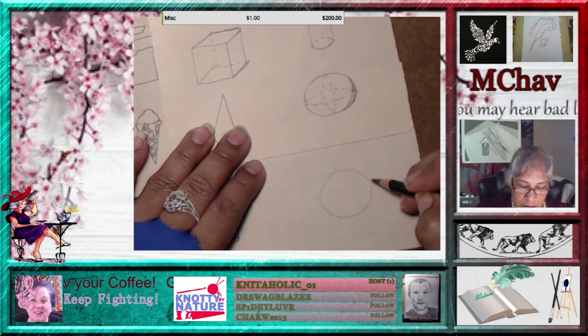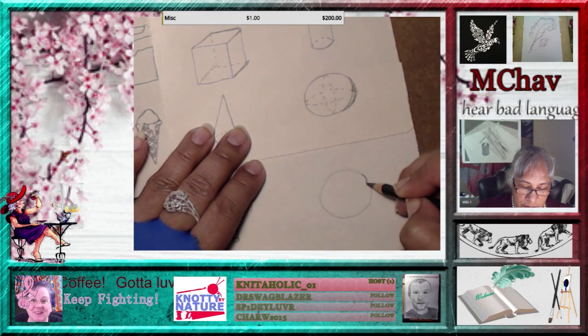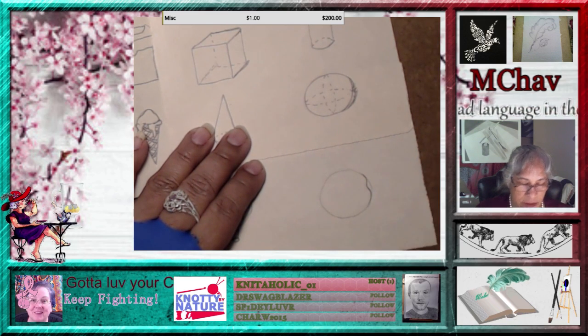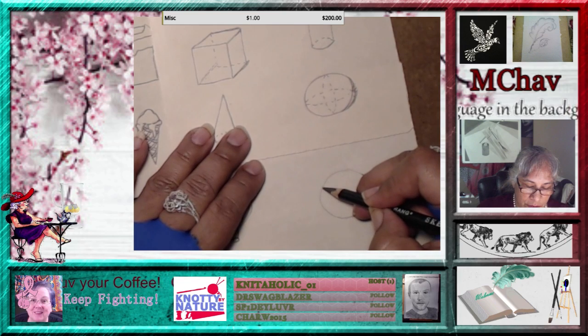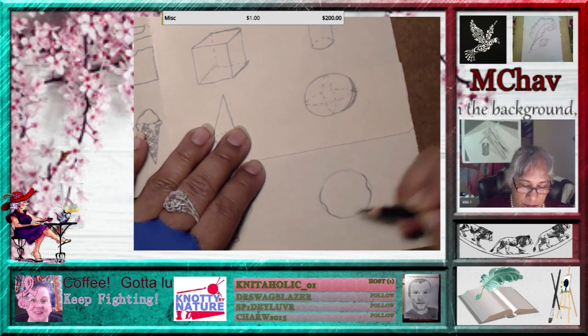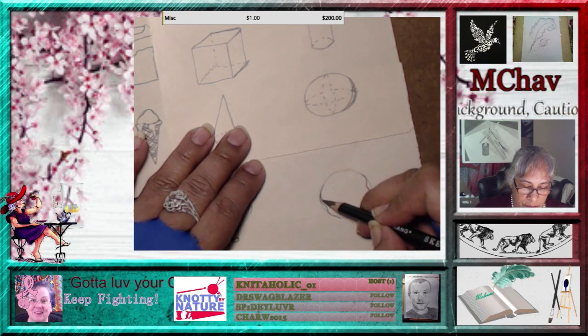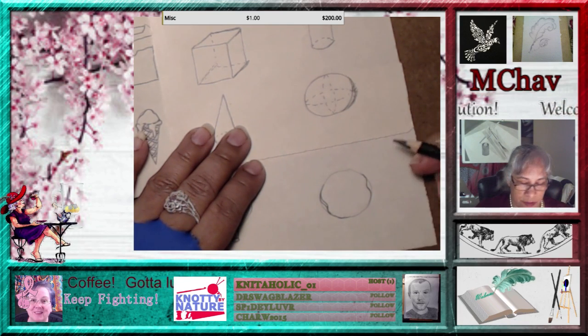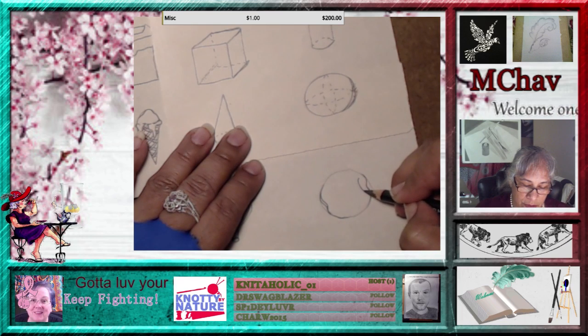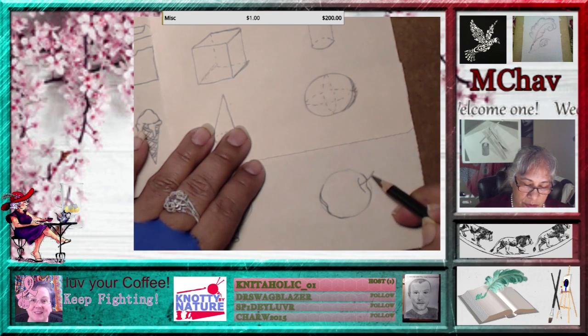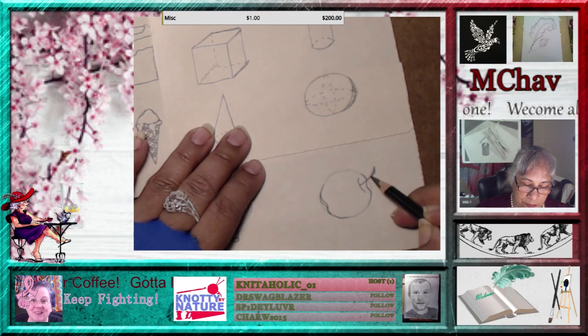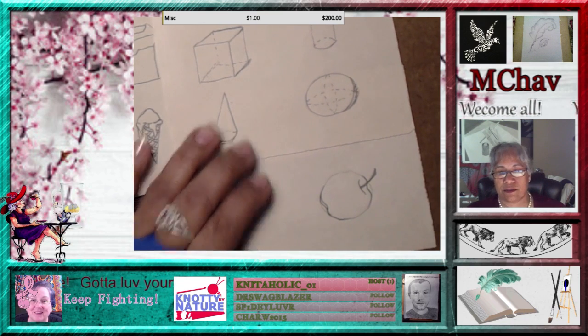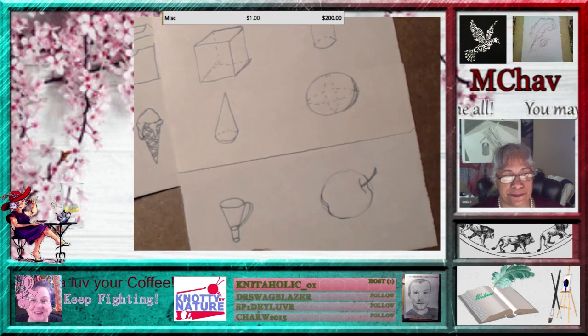Okay. Then we're going to bring this in like so. We're going to do the other side the same way, or maybe a little bit more. Okay, and then we're going to bring this like so, and then we're going to put a stem. Look at that. We have an apple.